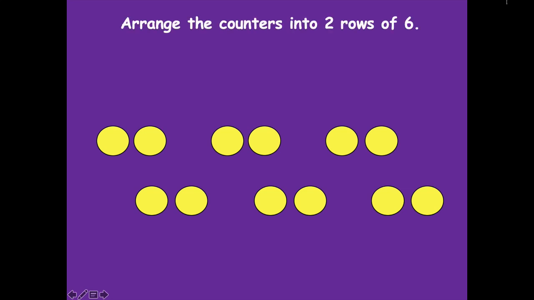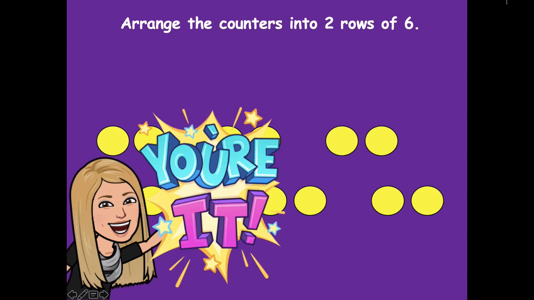So arrange the counters in 2 rows of 6. So pause the video, arrange them in 2 rows of 6, and then click play when you're ready for the next step.